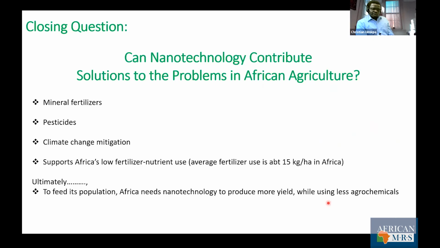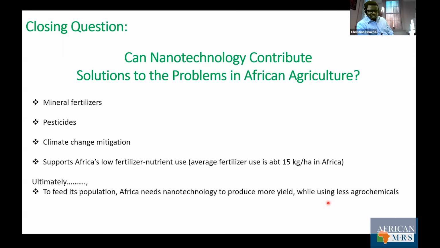So in closing, we can go back to ask the question, can nanotechnology contribute solutions to the problems in African agriculture? I would say the answer is yes, and we can look at it in four aspects, as mineral fertilizers, as pesticides, as a solution to climate change mitigation. So I showed you some examples of using zinc to control the effect of drought and also of some pathogens, which we know occur more under climate change conditions than not.